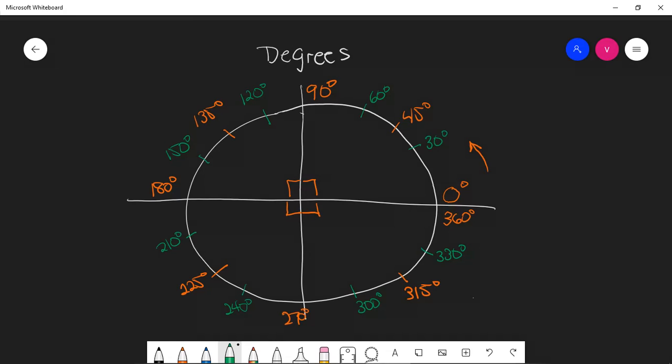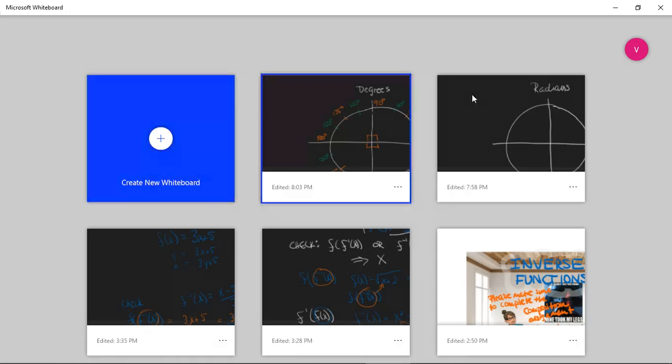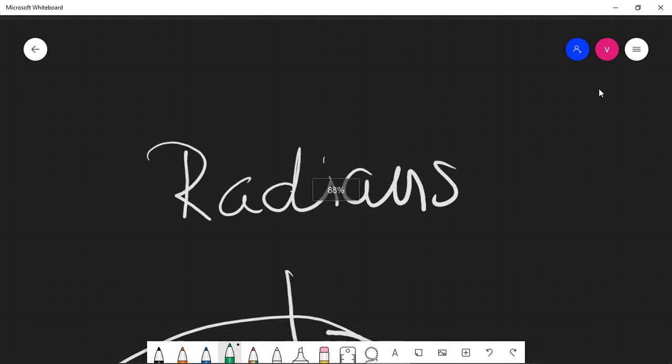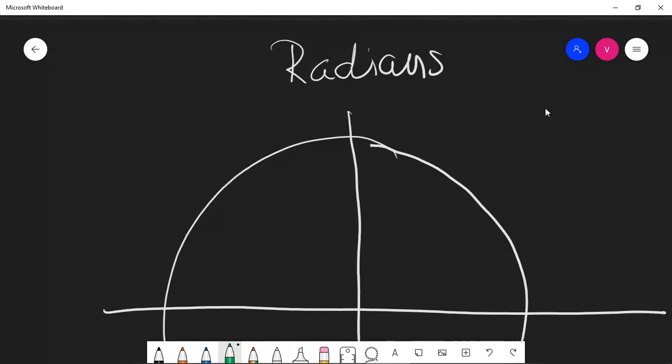Now let's go look at radians, which are a little bit more difficult, but I'm gonna explain that to you. They're a little bit more complicated. So let me go find my radian circle that I already made. Okay, where'd it go?